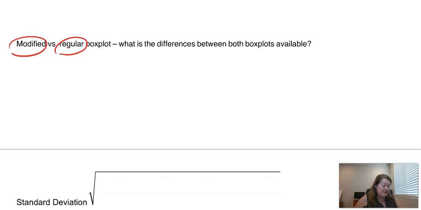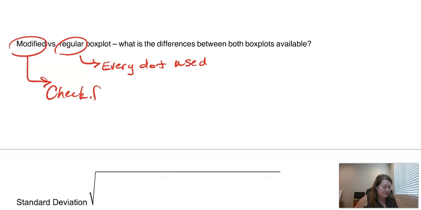All right, next one is, what is the difference between modified and regular? Okay, this is pretty easy. Regular is every dot gets used normally. This one does the check for outliers. So now we can show you what that outlier thing looks like for the check for outliers.